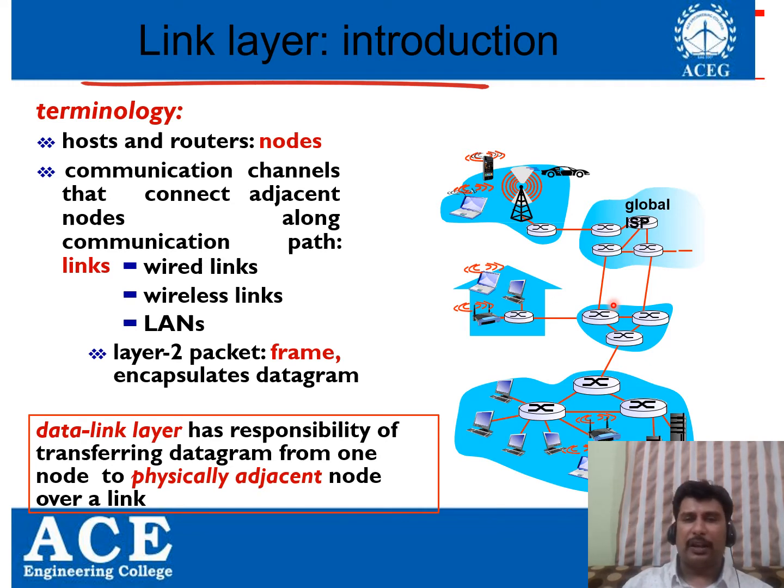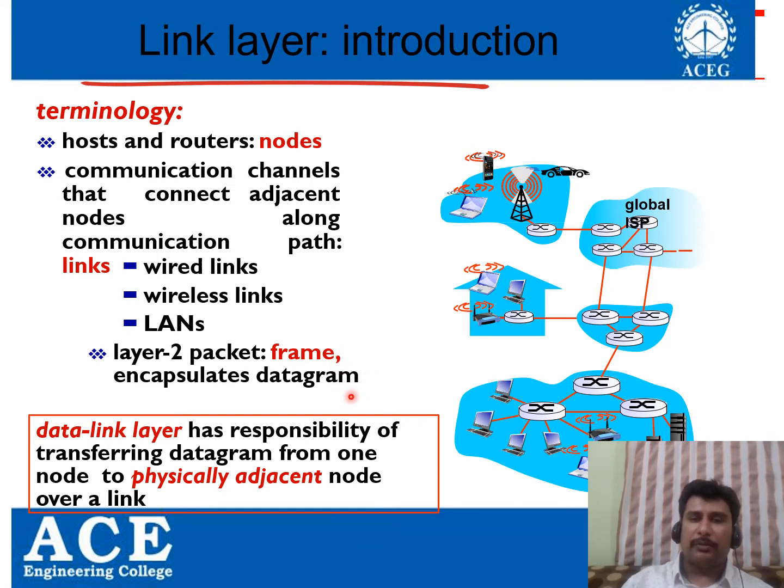So these are referred to as nodes. The communication channels that connect these hosts and routers, we refer to as the communication path. In the first unit we discussed that the communication path can be a wired link or a wireless link. And a group of devices connected together, we can refer to as a local area network, based on the distance covered or the number of systems connected to that network. As we discussed, the data link layer receives the data from the network layer, which is in the form of datagrams or packets, and converts it into frames.